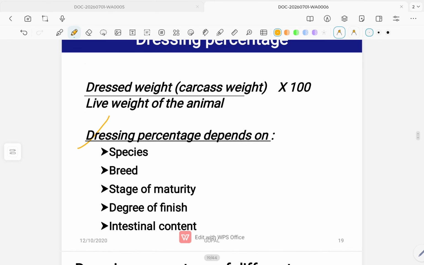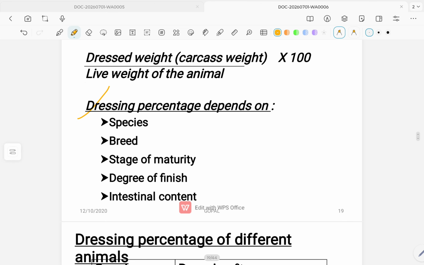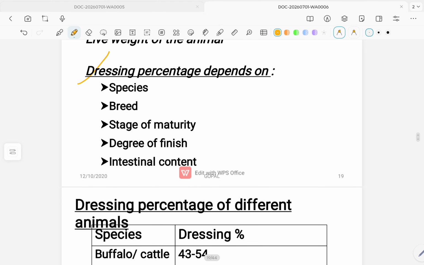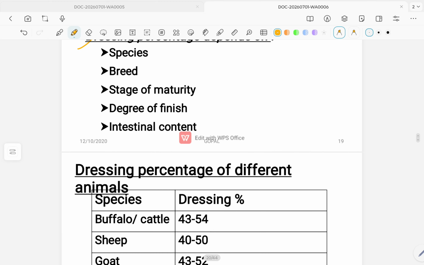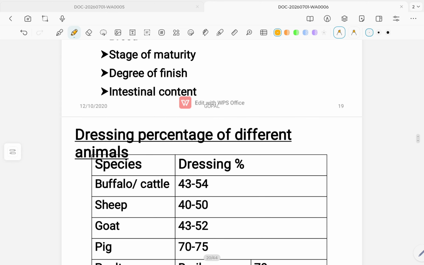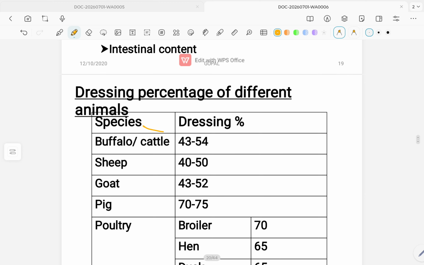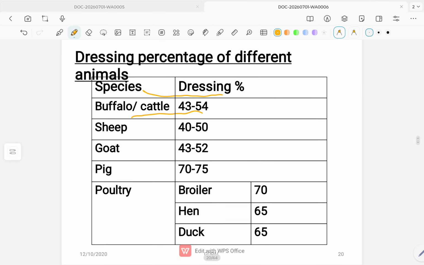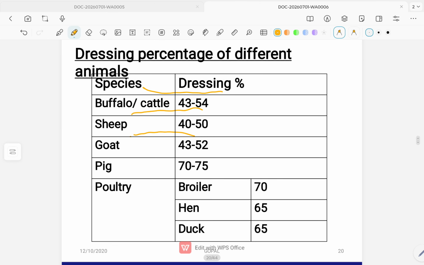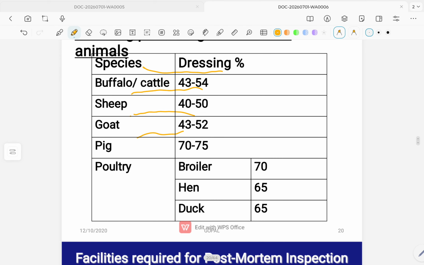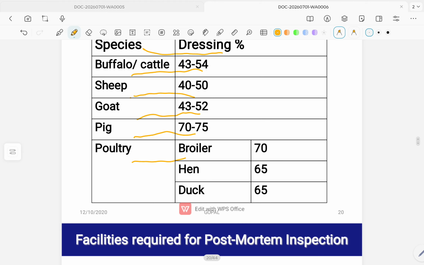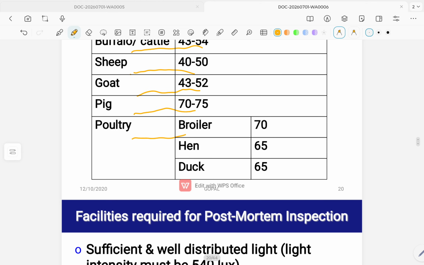Dressing percentage depends on species, breed, stage of maturity, degree of finish, and intestinal content. Dressing percentage of different animal species: buffalo and cattle 43 to 54, sheep 40 to 50, goat 43 to 52, pig 70 to 75, poultry: broiler 70, hens 65, duck 65.